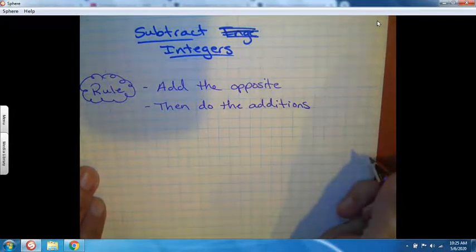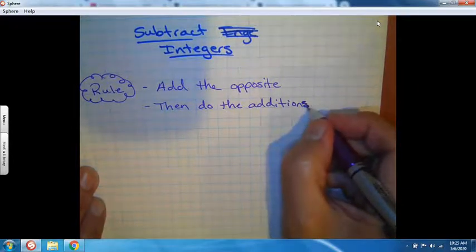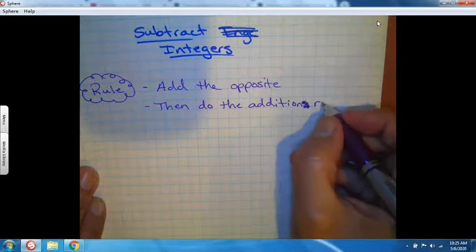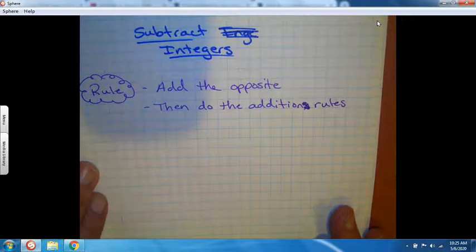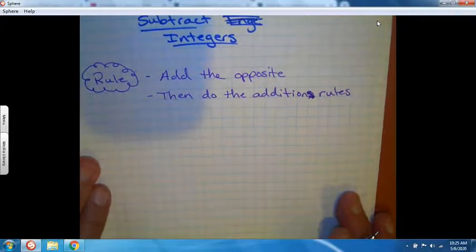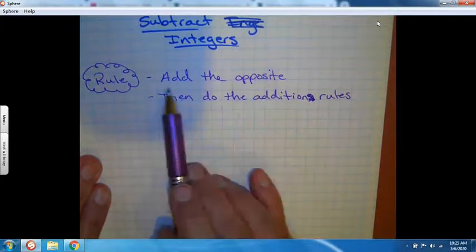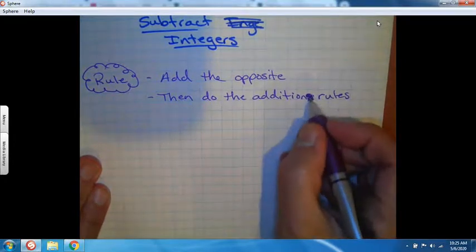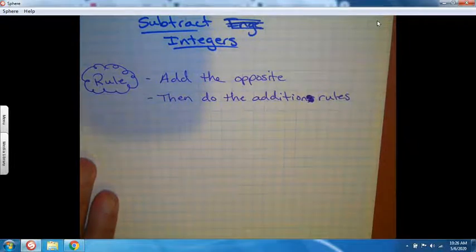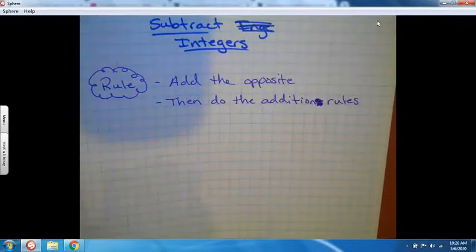Addition rules. You guys, sorry. Haven't changed. Same thing. Still messing up. Okay. So that's the rule. You're going to add the opposite, then follow the addition rules. Then do the addition rules. Okay? So let me give you a problem so you understand this.